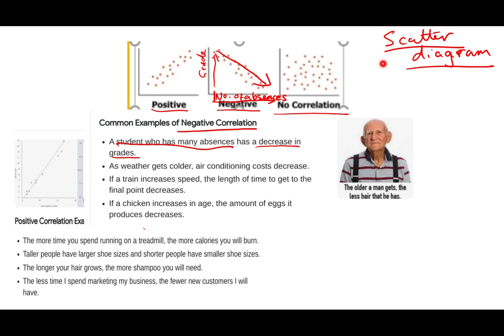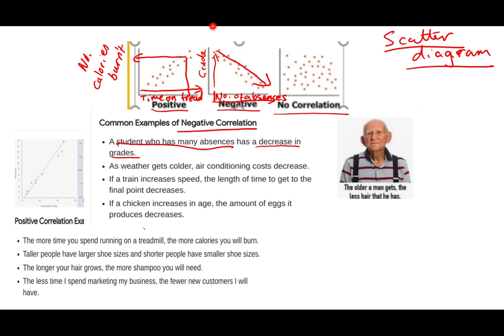Okay. So positive correlation, guys, is when the two variables increase. So they have an increasing effect on each other. So, for example, the more time you spend running on a treadmill, the more calories you would burn. So, let's say the x-axis is time on treadmill, and the y-axis is number of calories burnt. So, as you can see, the longer you spend on the treadmill, the more calories you will burn.